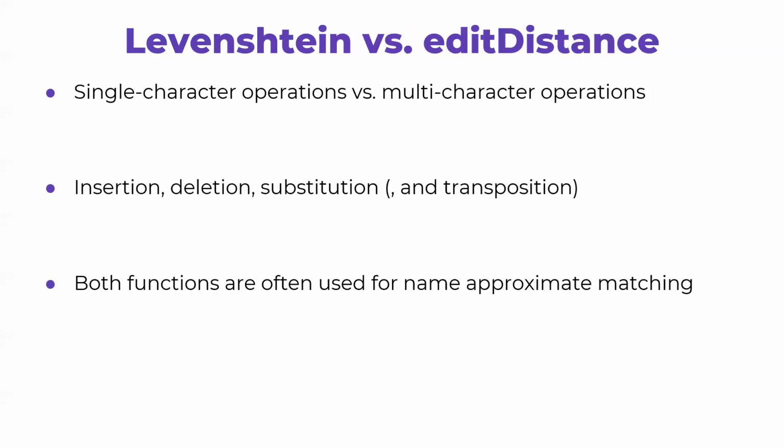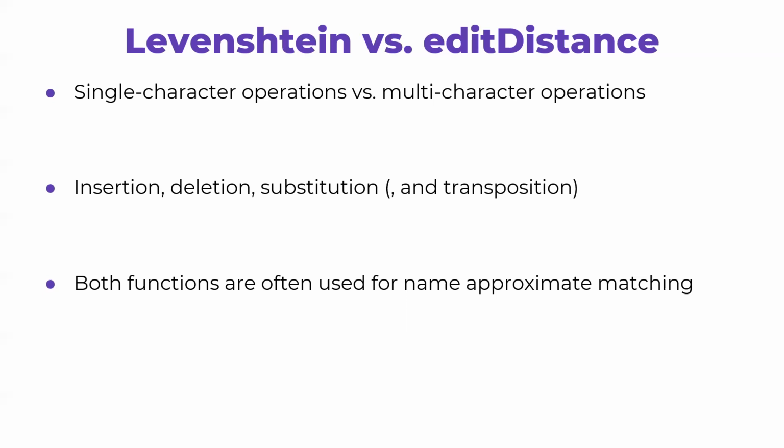Now let's look at the differences between Levenshtein and edit distance. Levenshtein considers single character operations, whereas edit distance considers multi-character operations. So they both include insertion, deletion, and substitution, but only edit distance considers transposition. Both functions are often used for name approximate matching. So this includes first, middle, and last names, or cases where we expect human data entry, which can be prone to errors.